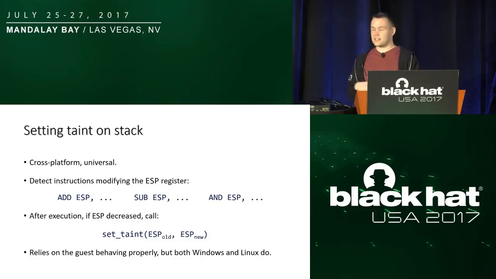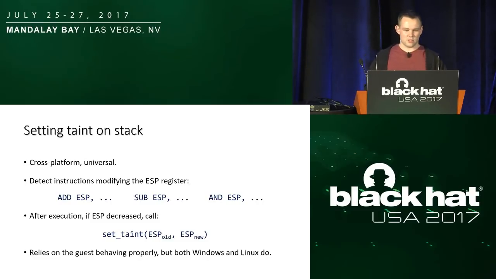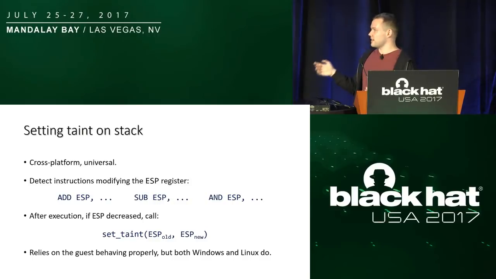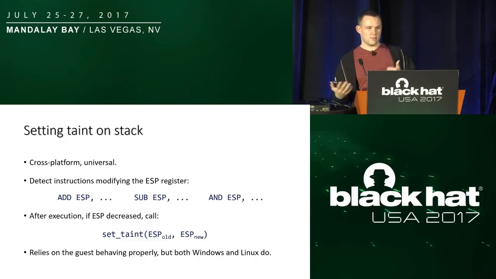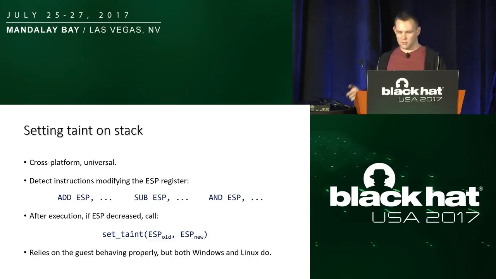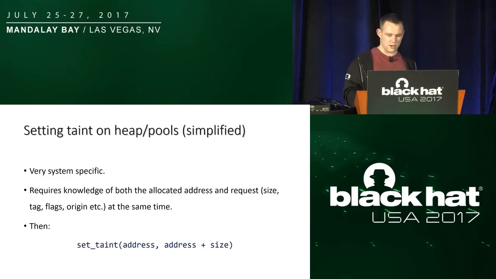About setting taint on stack, this is actually very easy because all allocations performed on stack are performed using the same assembly pattern, so it's cross-platform. What I do in my instrumentation is I just detect these three instructions of adding, subtracting, and anding against the ESP register. And then after the execution of this instruction, if ESP decreased, then I just set the taint on the whole new memory region that was allocated this way. Of course, you can imagine cases where this would crash the operating system if it didn't perform properly, but fortunately both Windows and Linux do, so this behavior doesn't crash anything and it all works out.